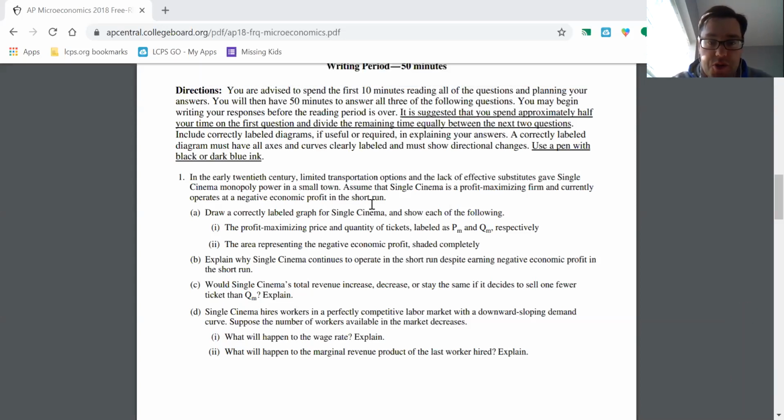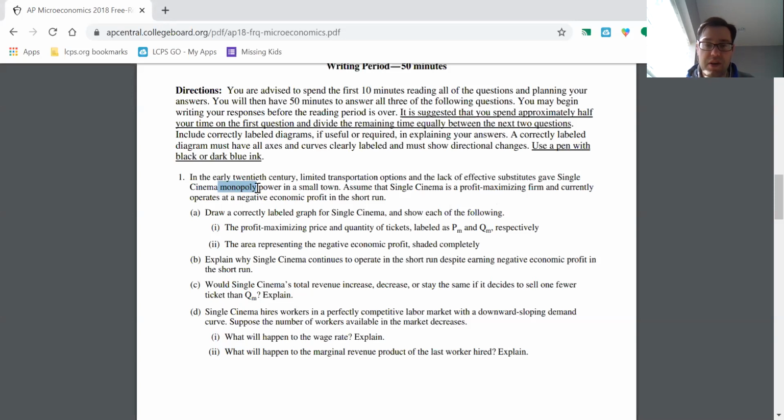In the early 20th century, limited transportation options and the lack of effective substitutes gave single cinema monopoly power in a small town. Assume that single cinema is a profit maximizing firm and currently operates at a negative economic profit in the short run. All right, so we have what's given as a monopoly, right? They tell you right straight here, you're going to be drawing the monopoly graph.